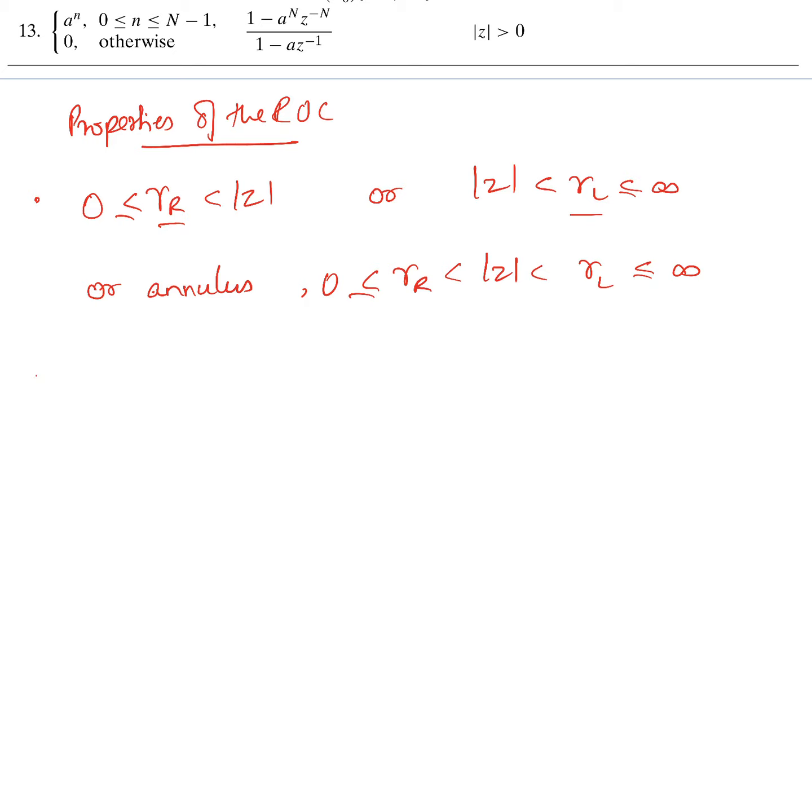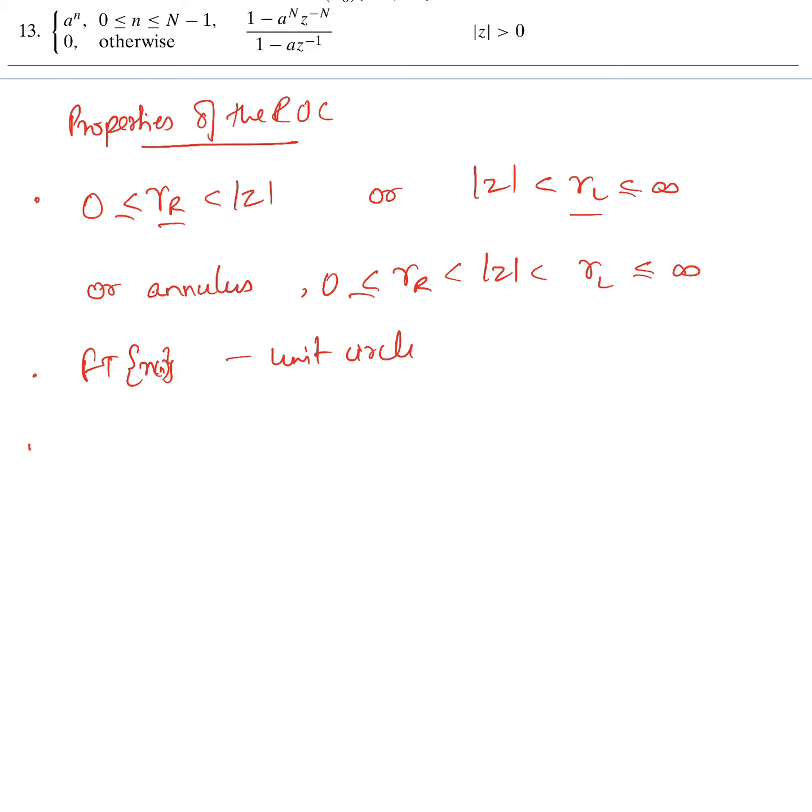Okay. Now the second property says that the Fourier transform of x[n] converges absolutely if and only if the ROC of the Z transform of x[n] includes the unit circle. This was the main point of discussion of the last class, and this is a necessary and sufficient condition that your ROC of the Z transform includes the unit circle. Okay, it's about the unit circle.